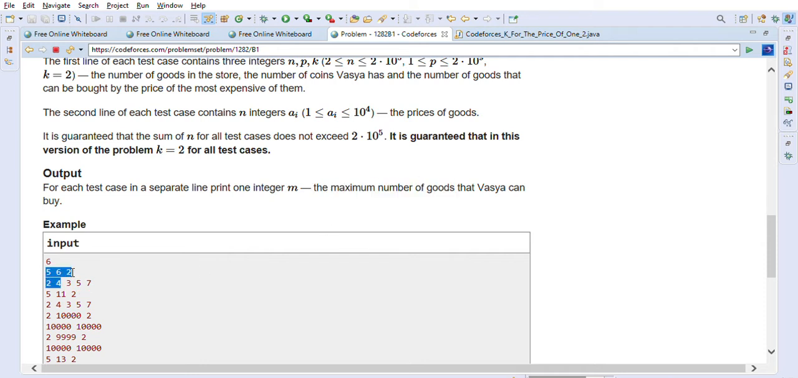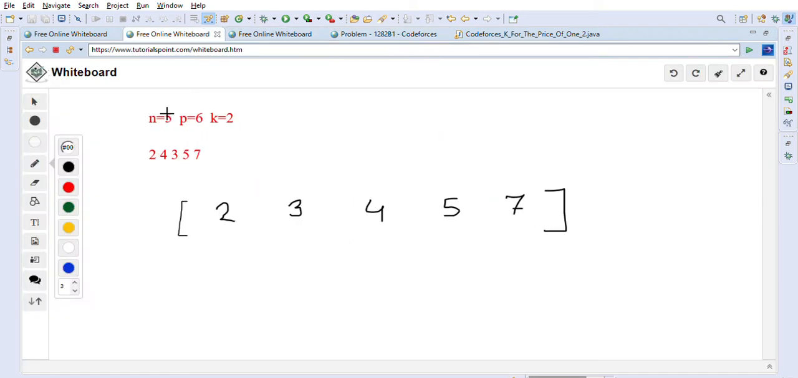So let's take this example over here. This one, right? So 5, 6 and 2, and this is the given array. This array is the prices of the 5 items that we have, right? Our target is to get the maximum items from these coins, right? Maximum as much as we can.